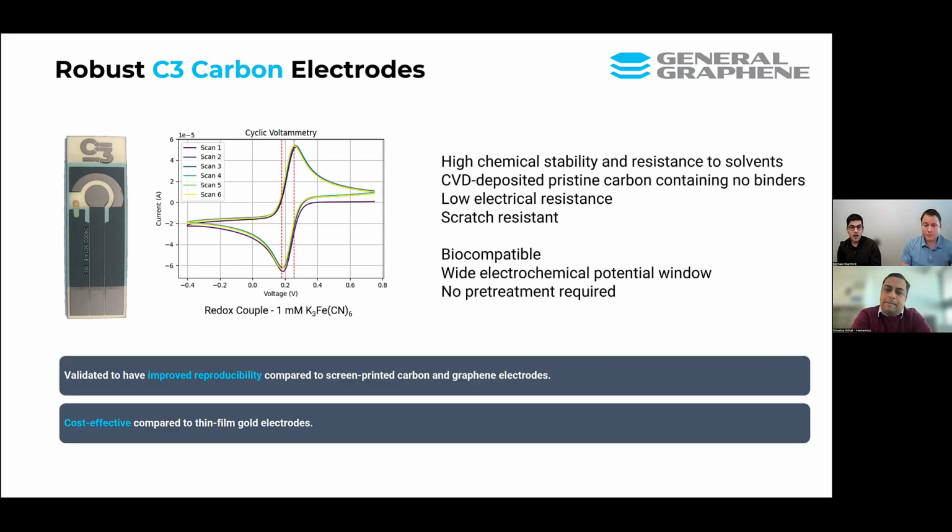And so far, just from our work with collaborators in the field, the validation that we've received is that our devices have improved reproducibility compared to screen printed carbon and graphene electrodes, which are very common in this market. We also offer a more cost-effective platform compared to things like thin film gold electrodes. So that is something that we've heard back as feedback from collaborators.